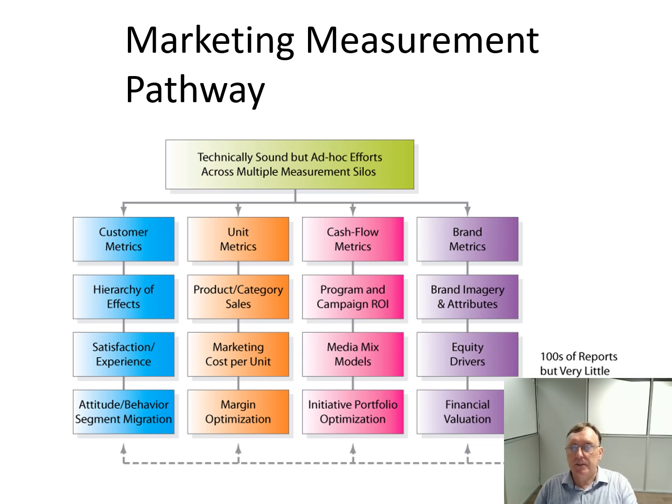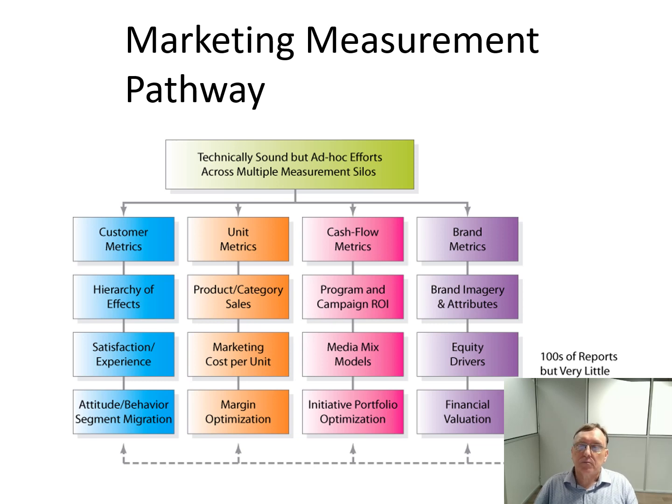The cash flow as well, the cash flow metrics, the program and the campaign, the return on investment for each type of program that we've seen, the media mix model, so how much is going to be done online, how much is traditional media, and the portfolio optimization. In other words, within a particular portfolio, how much we're going to be spending on each one and what initiatives we're operating within them. And then also, we then go on to the brand metrics.